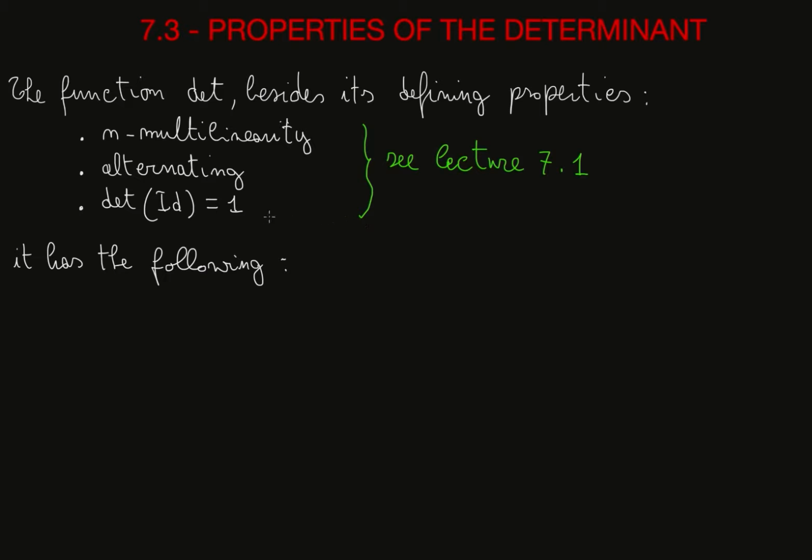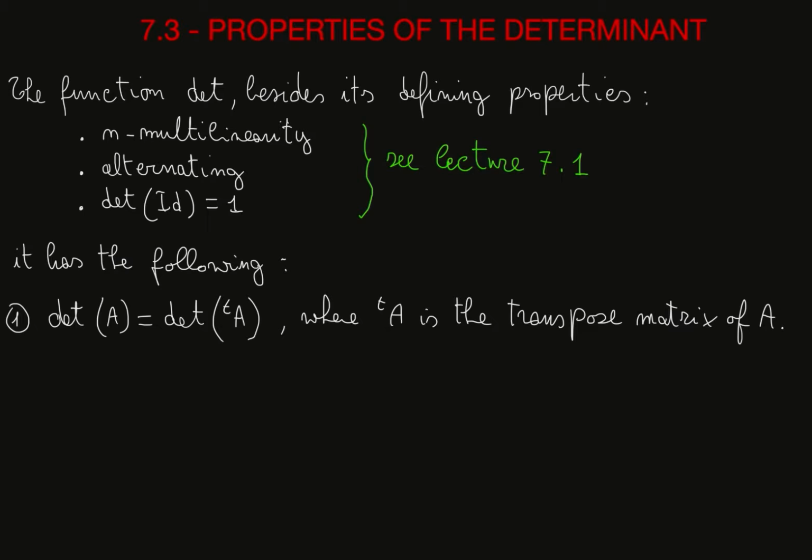Now let's consider a few more very important properties that are not defining, but they are implied by these three. The first one being that the determinant of a matrix equals the determinant of the transposed matrix. I remind you that the transposed matrix A^T will have as rows the columns of A.